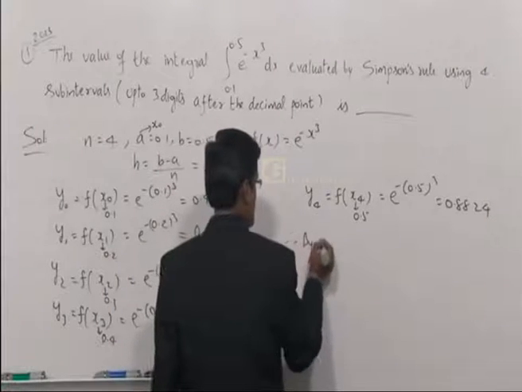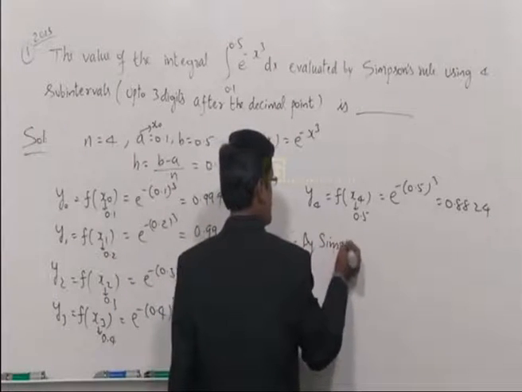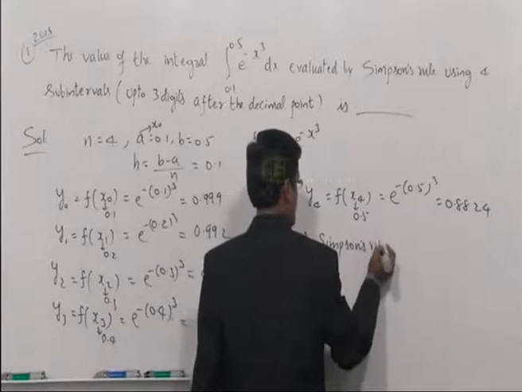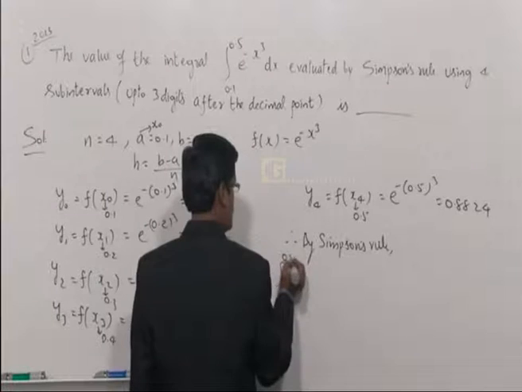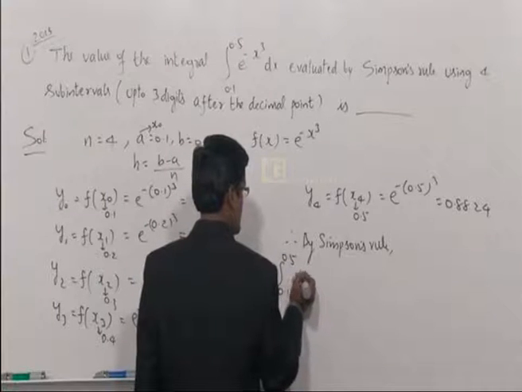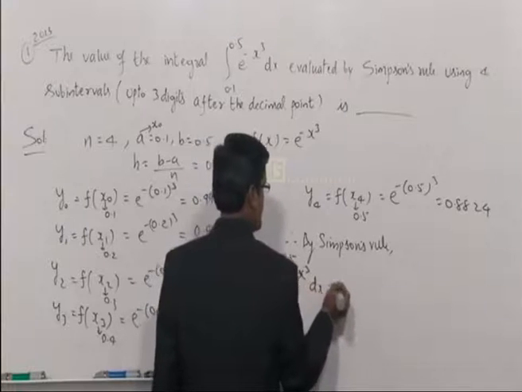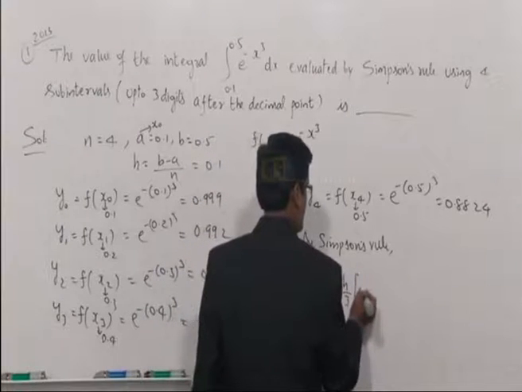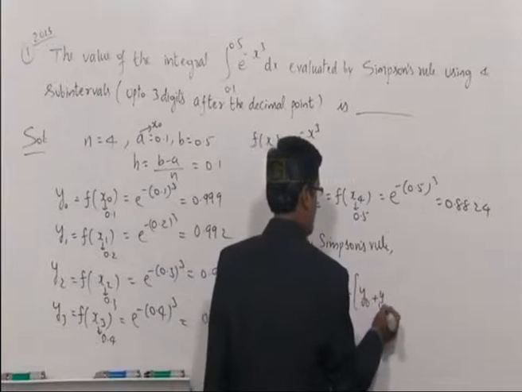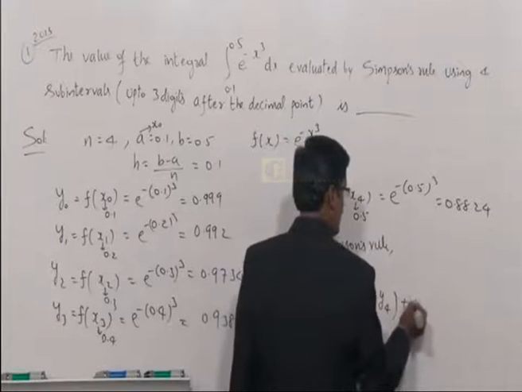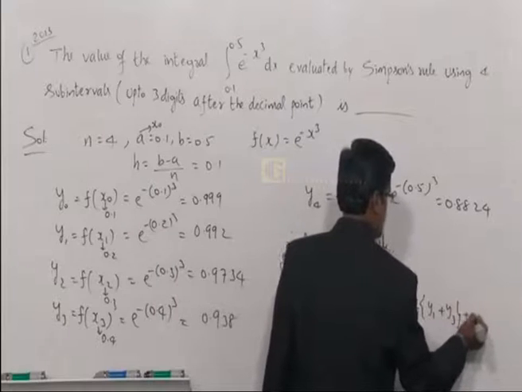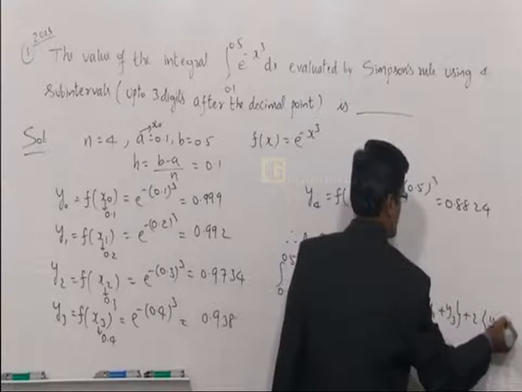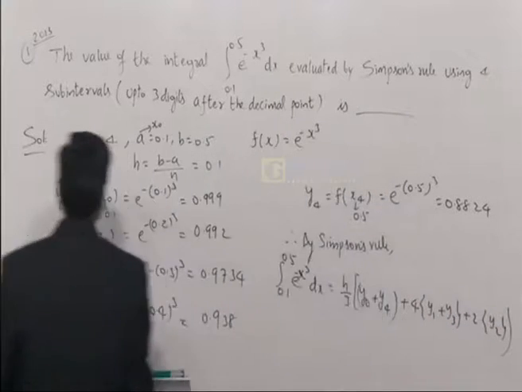Therefore, by Simpson's rule, the integral from 0.1 to 0.5 of e power minus x cube dx is equal to h by 3 into y0 plus the ending value y4, that is our yn, plus 4 times of y1 plus y3 plus 2 times of the even suffixes. Substitute the above values here.